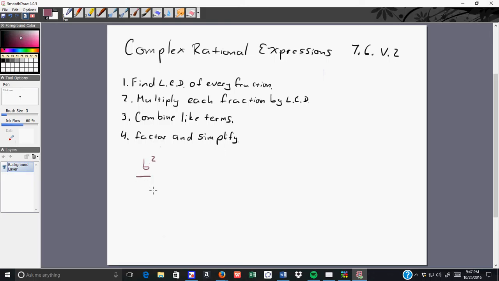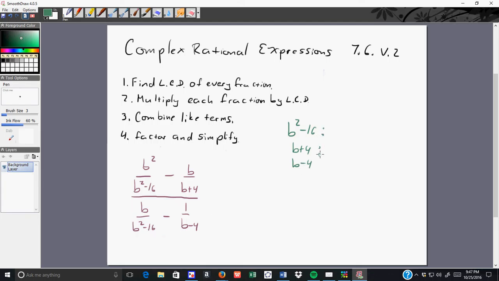b squared over b squared minus 16, minus b over b plus 4, over b over b squared minus 16, minus 1 over b minus 4. So if I take a look at my four denominators, right? I have a b squared minus 16. I have a b plus 4. I have a b minus 4. And I have another b squared minus 16.